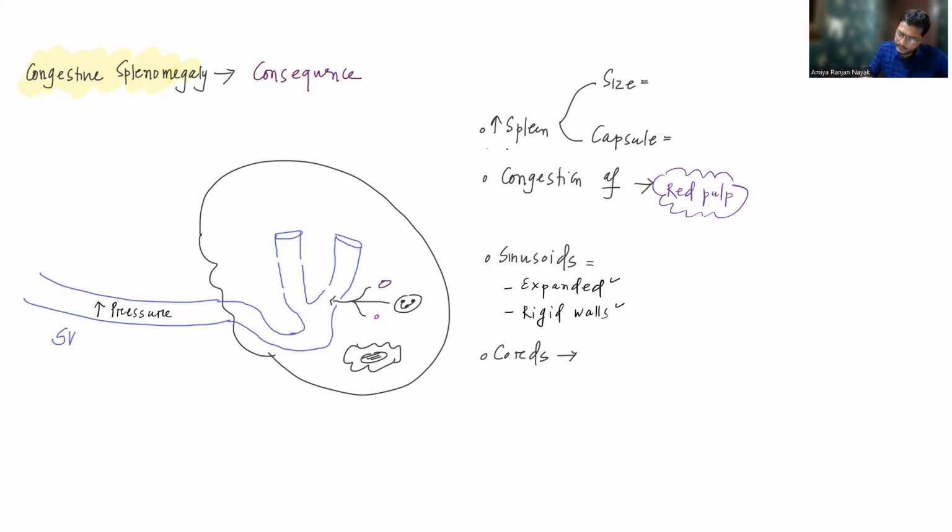Also, there will be splenomegaly, of course. The weight can increase up to 0.5 to 1 kg. And the capsule will also become fibrosed. The red pulp, initially it will be congested, and ultimately, if this congestion persists, that will also become fibrosed.